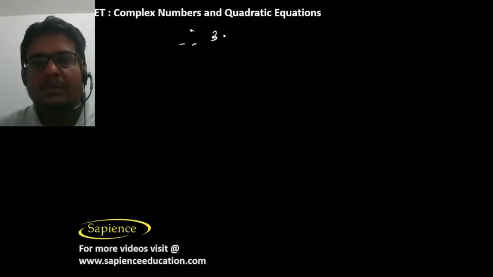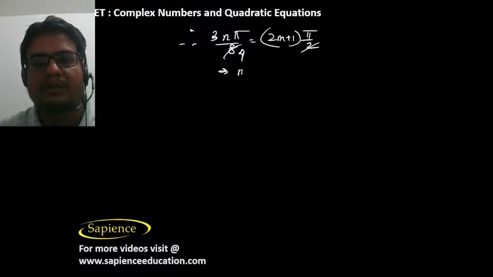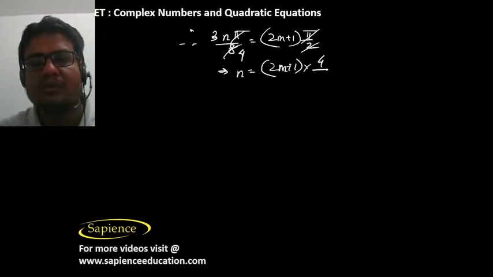Therefore 3n pi by 8 should be equal to the form (2m plus 1) pi by 2. So 2 4 is 8. Therefore, now here pi and pi will cancel, so n should be of the form (2m plus 1) into 4 by 3.